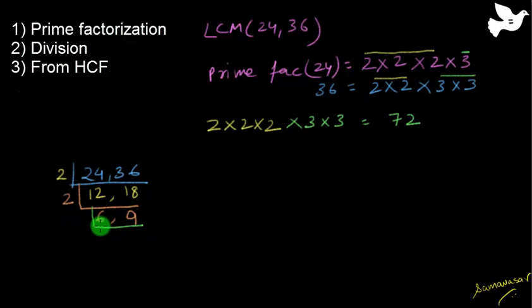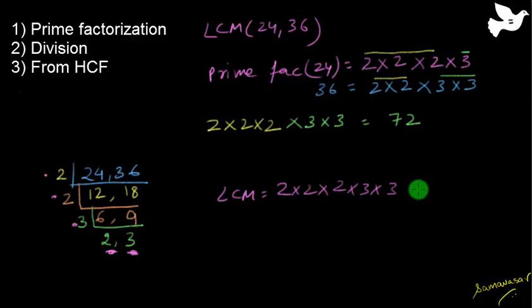Instead, what I can see is that 3 divides both these numbers. So I put a 3 here. 6 divided by 3 is 2. 9 divided by 3 is 3. Now I cannot find another prime number which divides both these numbers. So this is where I stop. I stop when I cannot find another number which divides both the numbers here. Now the LCM in this case is simply this multiplied by this multiplied by this multiplied by this and multiplied by this. That is 2 into 2 into 2 into 3 into 3, which is equal to 72.